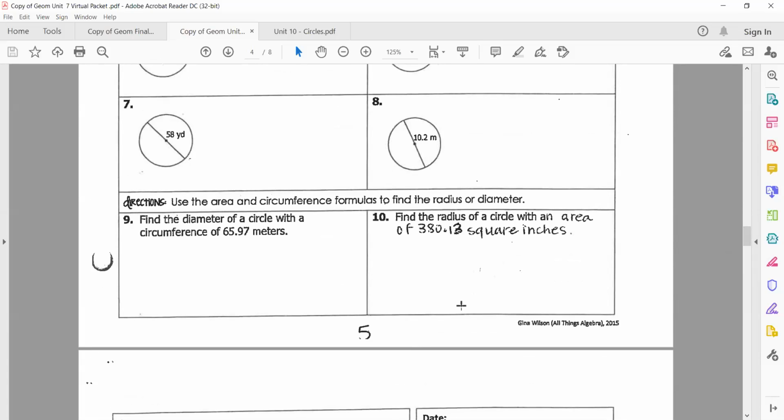So I'm going to pause this here and give you guys a chance to do problem number 10, finding the radius of a circle with an area of 380.13 square inches. And it's essentially doing the same thing as I did on the other one, only now we're using the area formula instead of the circumference formula.